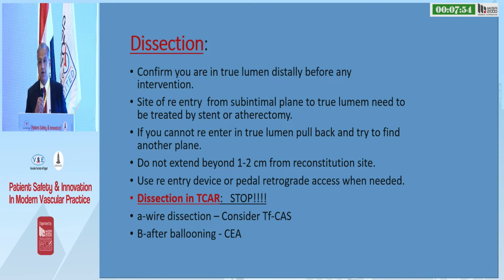A dissection in a TCAR is just a point worth mentioning here. If you identify it at the stage of wire dissection, do not try too much. Stop, and in my limited experience with 2 cases, go from the groin, it's already prepped, and do a transfemoral stent. If you already did intervention in the subintimal plane, it's a bad day, probably carotid endarterectomy.